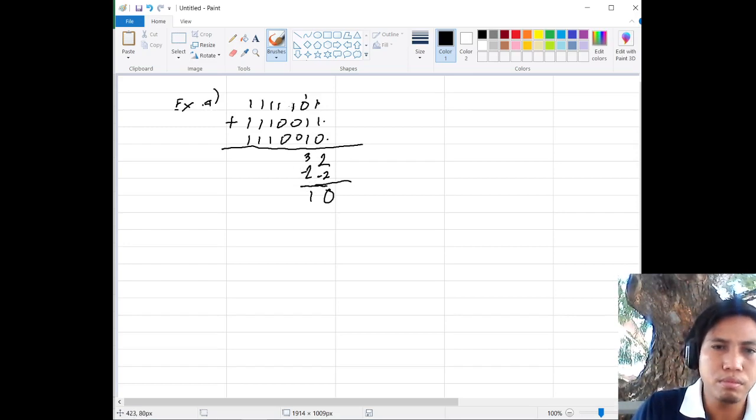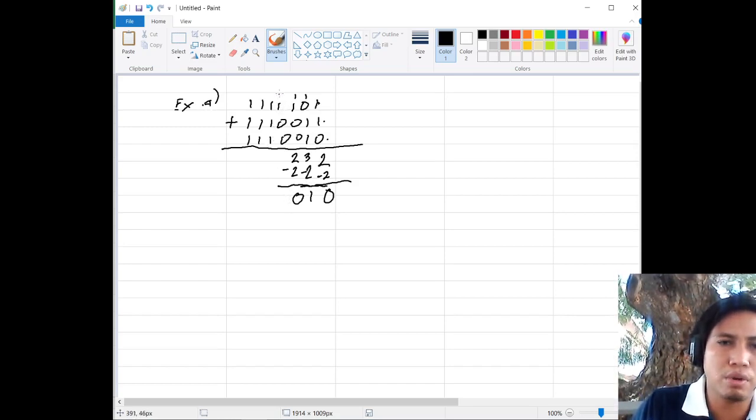Now, you carry out that 1. So 1 plus 1 plus 0 plus 0, it's 2. And 2 is an invalid digit, so you subtract 2, then you'll have 0. Okay? It's just basic addition and subtraction. So, it's not that hard.